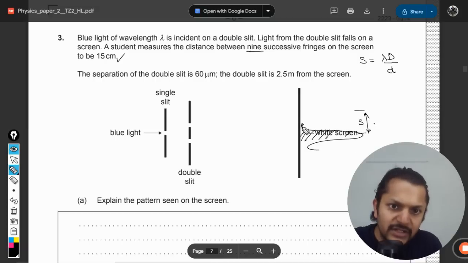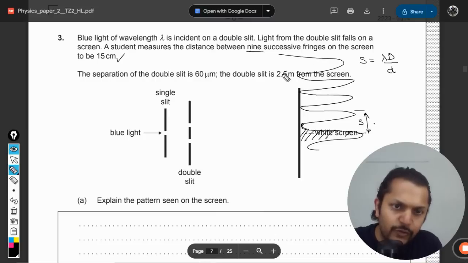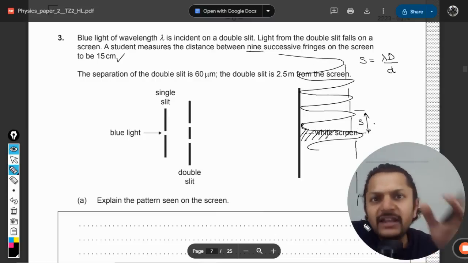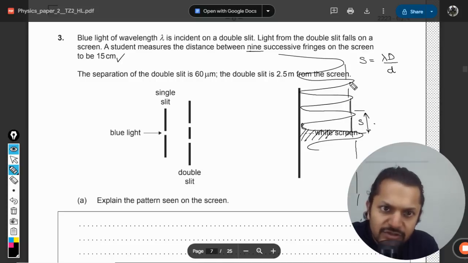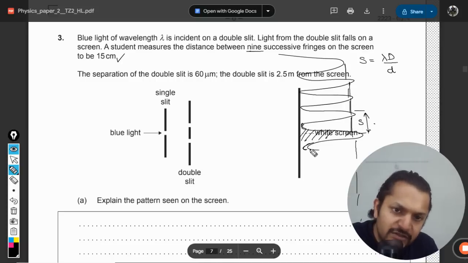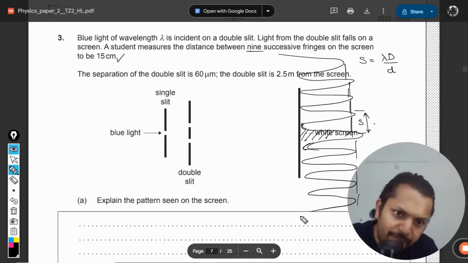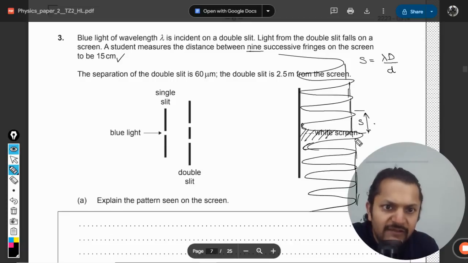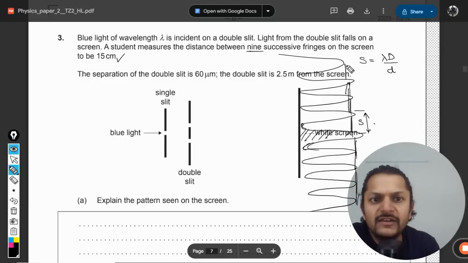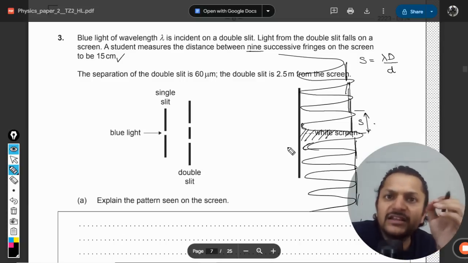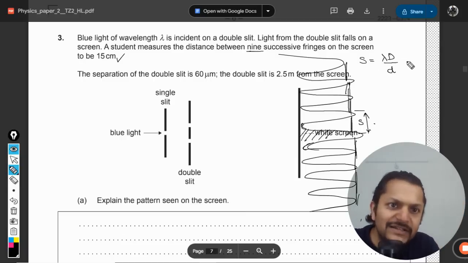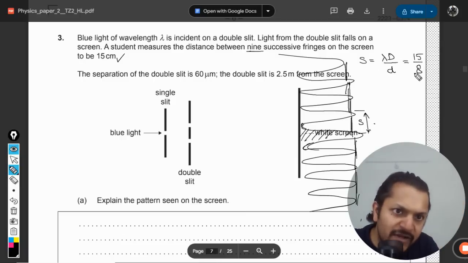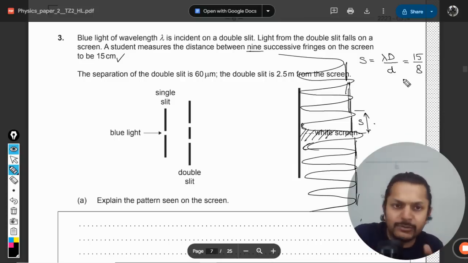Just a moment. 1, 2, 3, 4. So 1, 2, 3, 4. 1, 2, 3, 4. 8. There will be 9 fringes, but the gap is 8 times the distance. Like this is 1, this is 2, this is 3, this is 4, and 4 fringes on this side. So 9 fringes means that there are 8 fringe spacings there. So this spacing can be found by 15 centimeter divided by 8, not divided by 9. So be very careful here.